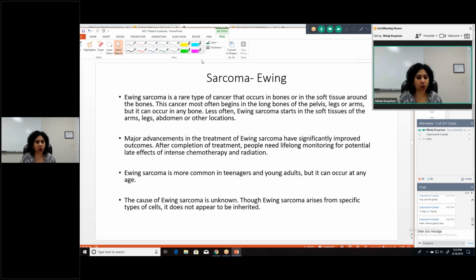We have Ewing sarcoma. It is a rare type of cancer. It occurs in the bone or the soft tissue around the bone. It often begins in the long bones of the pelvis, the legs, or the arms, but really could occur in any bone.